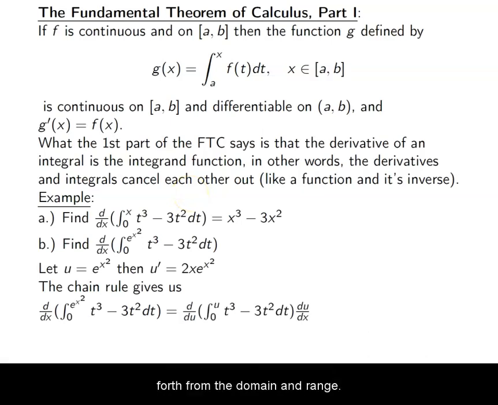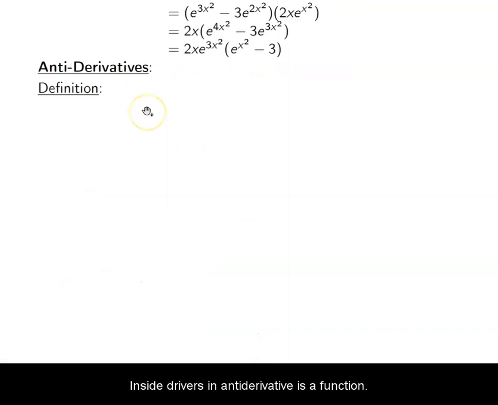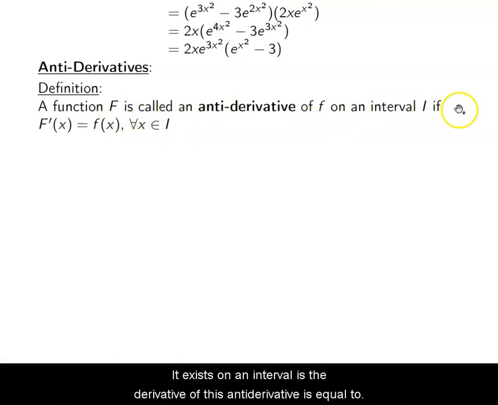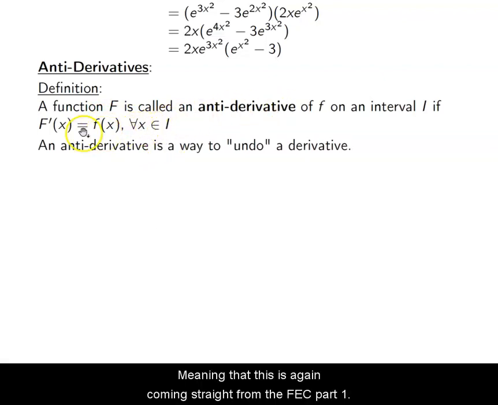It allows us to go back and forth from the domain and range, right? So, antiderivatives. An antiderivative is a function that exists on an interval I if the derivative of this antiderivative is equal to a function f for every x on this interval, meaning that this is again coming straight from the FTC part 1.